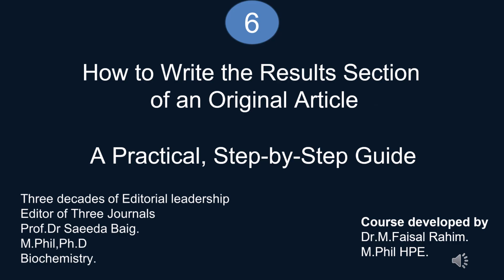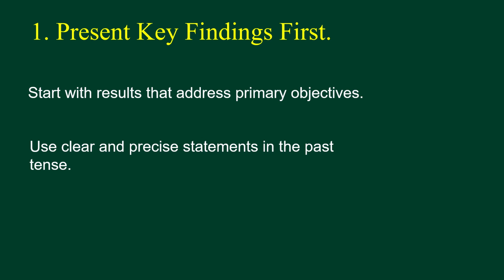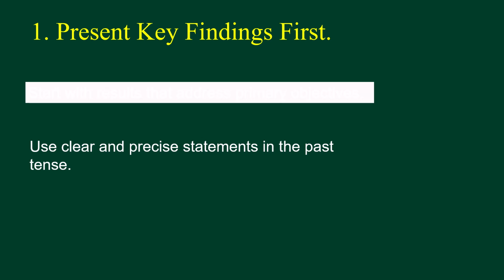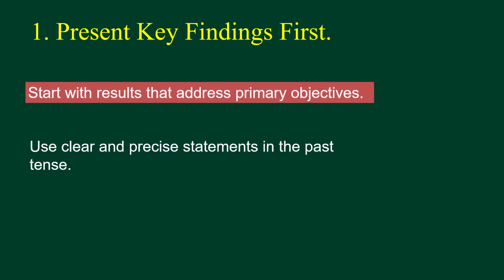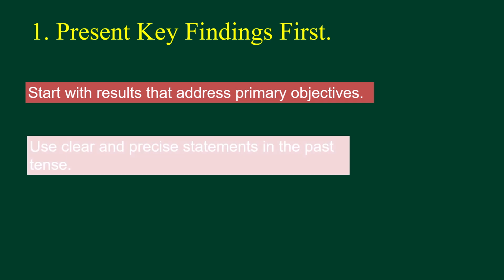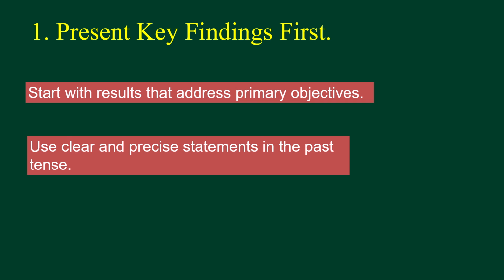Results section. Now, the results section of an original article begins by presenting the results that directly address your primary objective. State what you found in simple, precise sentences. Use past tense, since you are reporting completed work, so it should always be in the past tense that you have already done with your work. For example, plant height significantly decreased in cadmium treated groups compared with the controls.